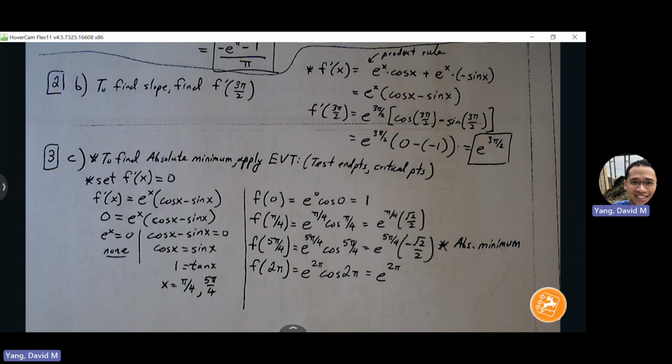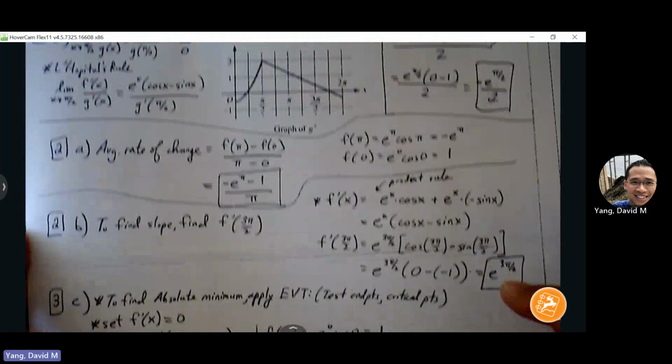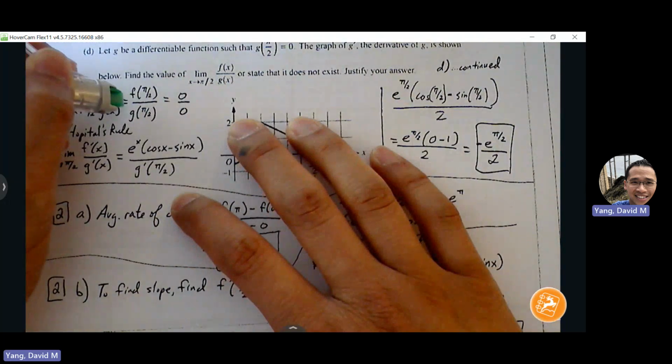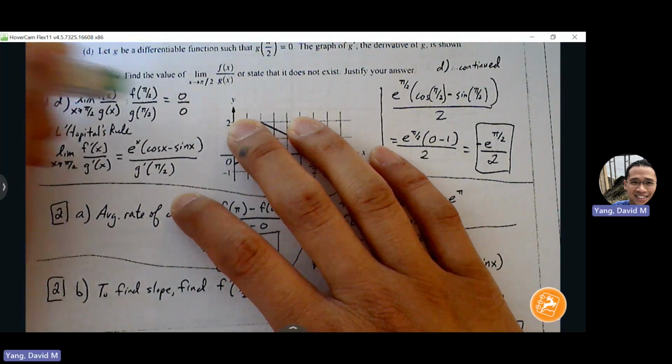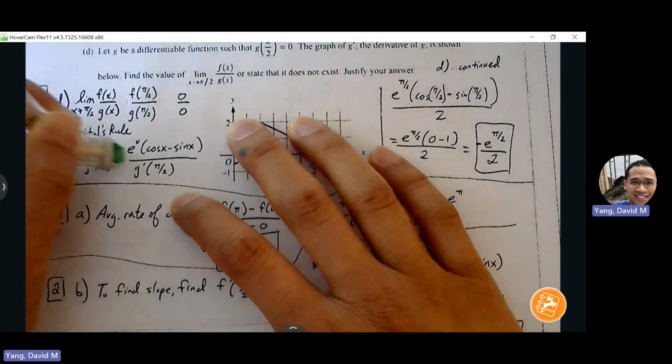Okay, part D. Find the value of the limit as x approaches pi over 2. So anytime I see a limit problem, I'm thinking maybe they're trying to get me to use L'Hopital's rule, but we got to first confirm that. So first thing you do is evaluate your limits, plug in pi over 2 for all the x's.